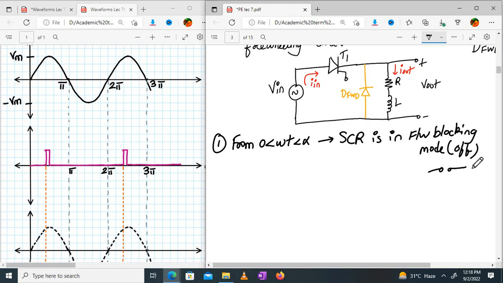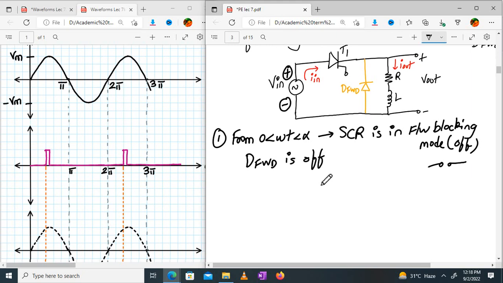Correct? So concentrate over here. If I have positive supply over here and negative supply over here, will it turn on my freewheeling diode? For the freewheeling diode to turn on, I require positive at the anode and negative at the cathode. So during the positive half cycle, my freewheeling diode is never on. It is off because it is reverse biased. Are you following? So can I redraw the circuit now in this condition?